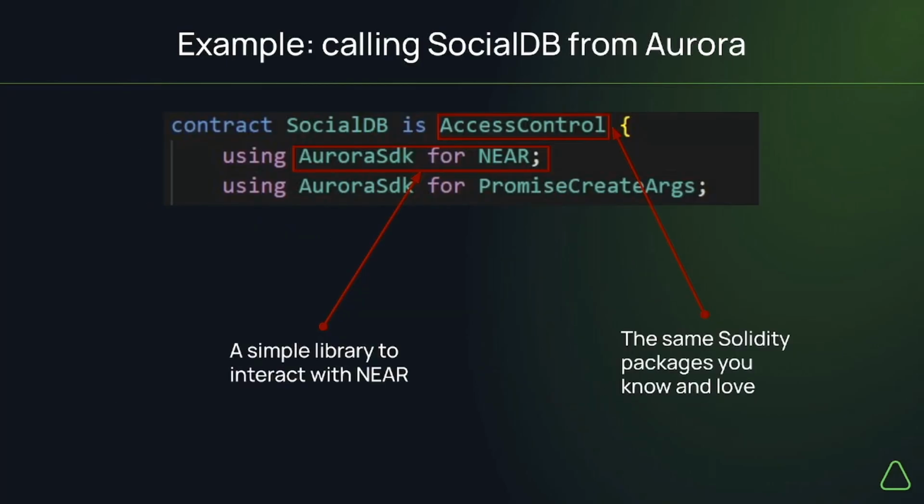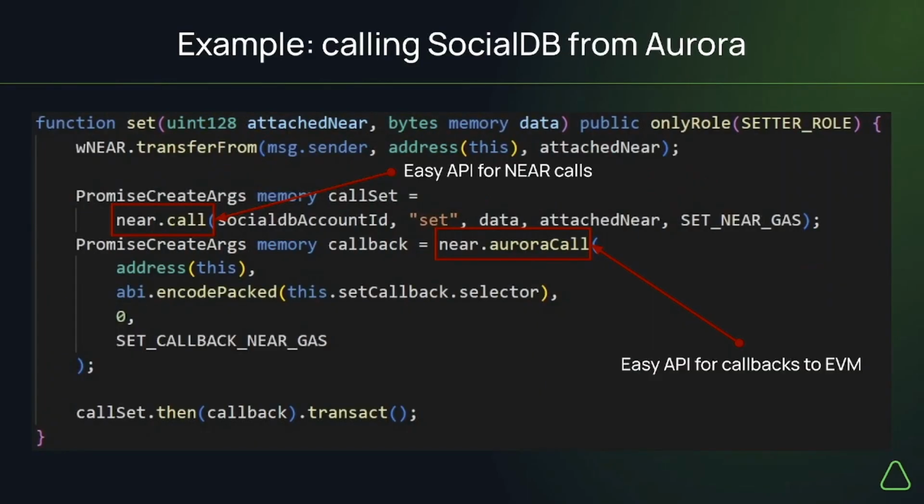So OK, so what does this code look like? Well, it looks just like normal Solidity code. You've got your contract definition. You're using an OpenZeppelin library and access control, which tons of people will be familiar with here. And all you have to do is add in the Aurora SDK library for the NEAR-related pieces that you want to use. So for example, this is the definition of that set function call.